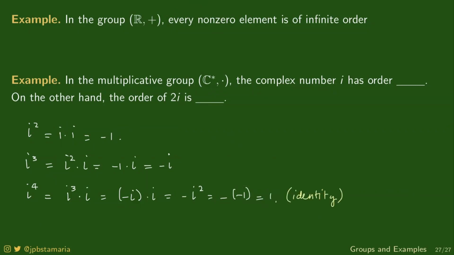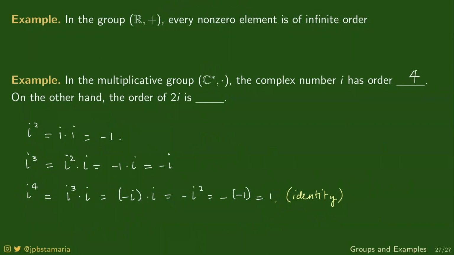So, nakita nyo, yung fourth power ng i, bumalik na sa identity for the first time. So, what is the order of i in the group of non-zero complex numbers under multiplication? What's the order? Chat box. Anong order ng i? Very good, 4.